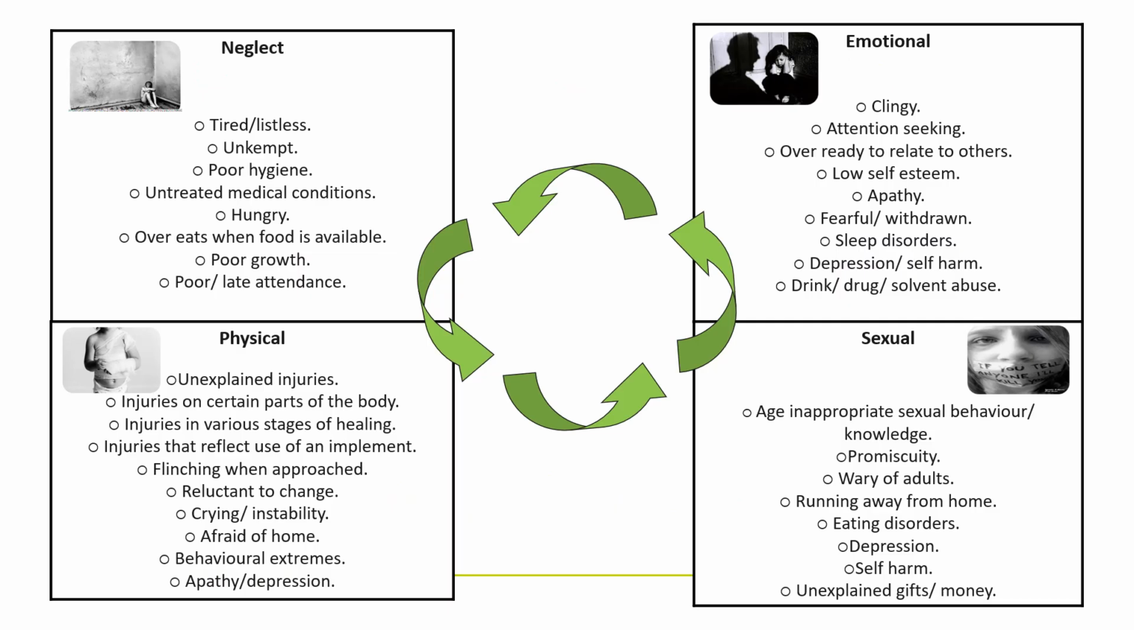We're going to look at the symptoms under each category. It's not an exhaustive list. You will notice there is some crossover between categories. For example, depression and self-harm could be a symptom of sexual abuse or emotional abuse. It's worth taking a few moments to look at the symptoms under each category and familiarising yourself with them.